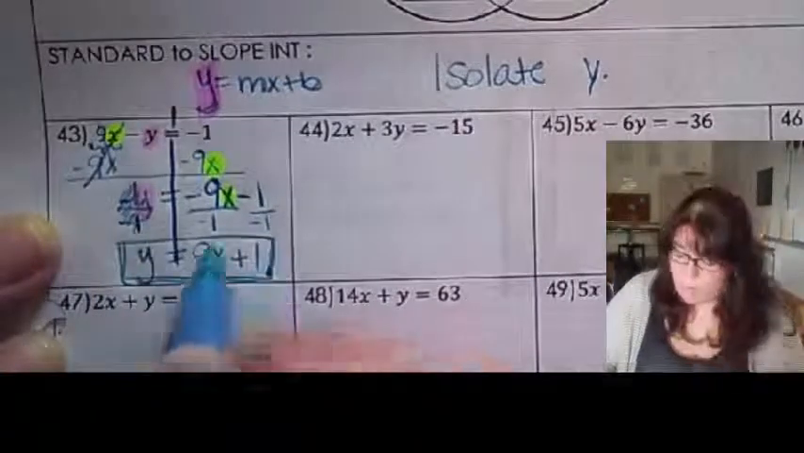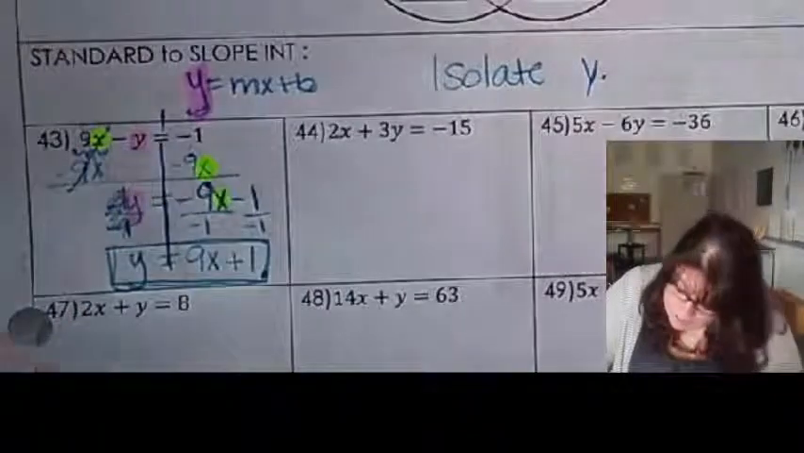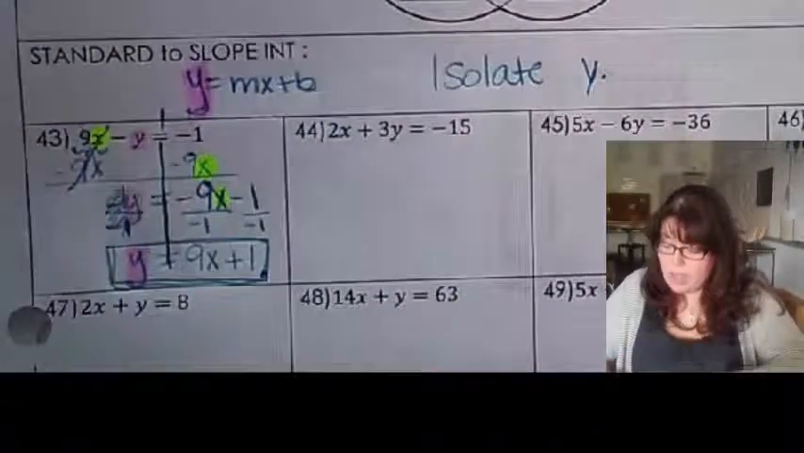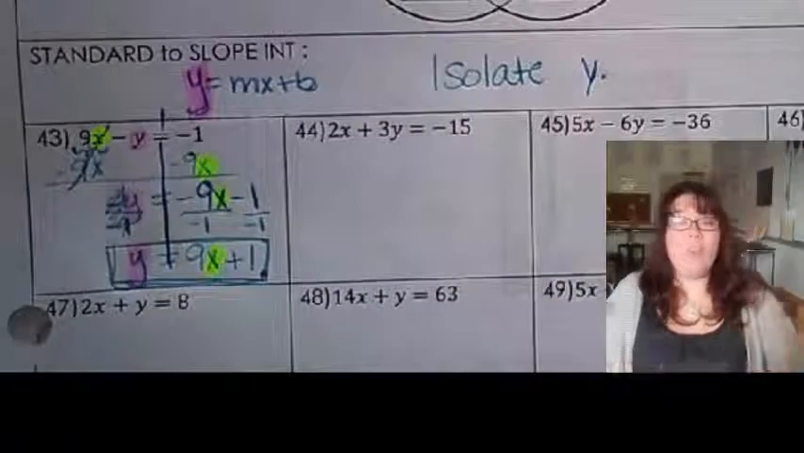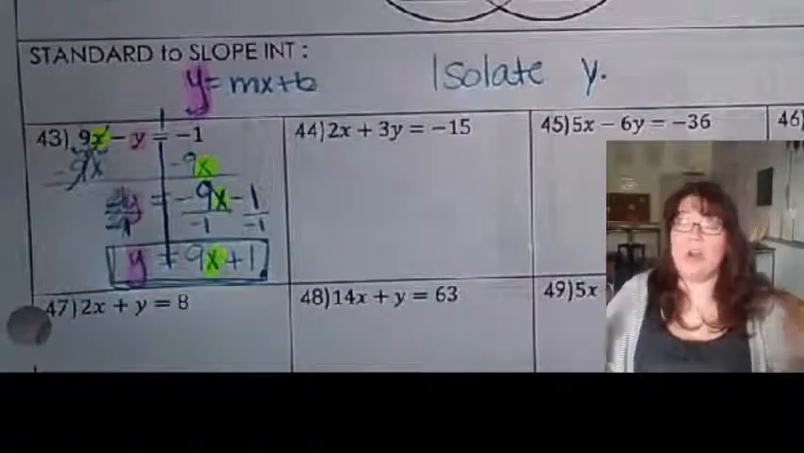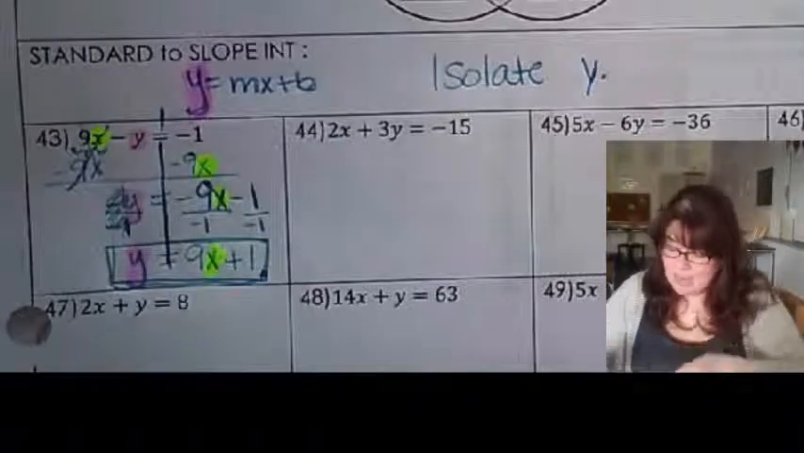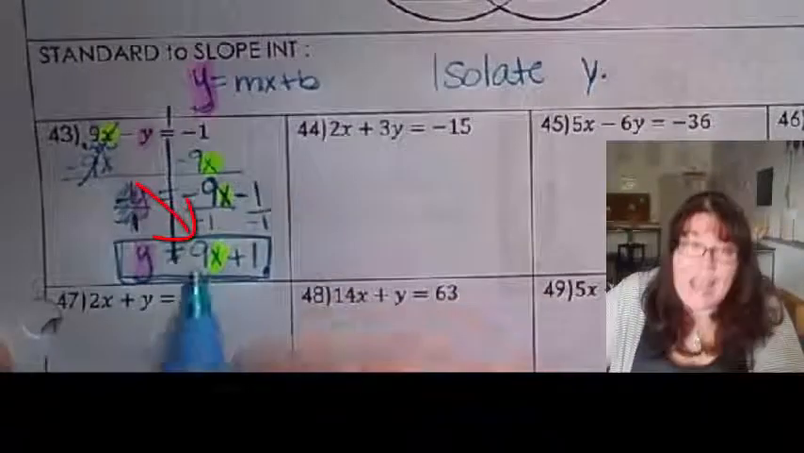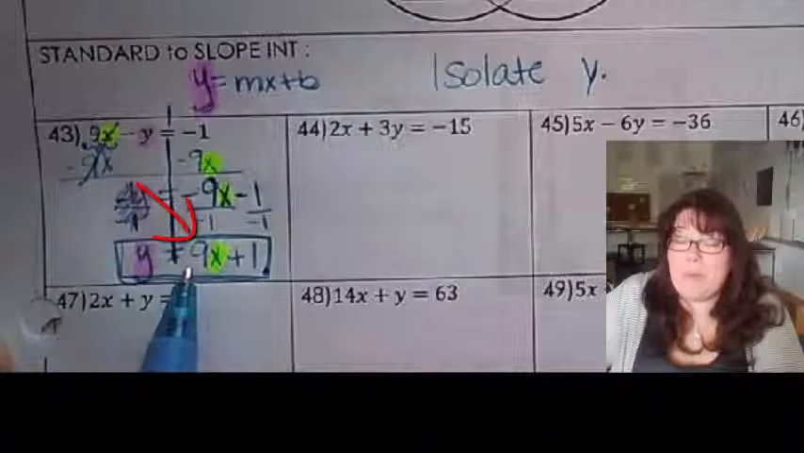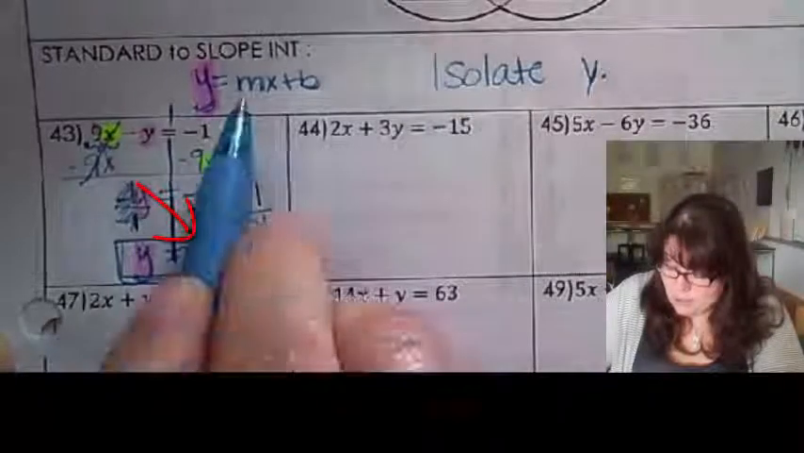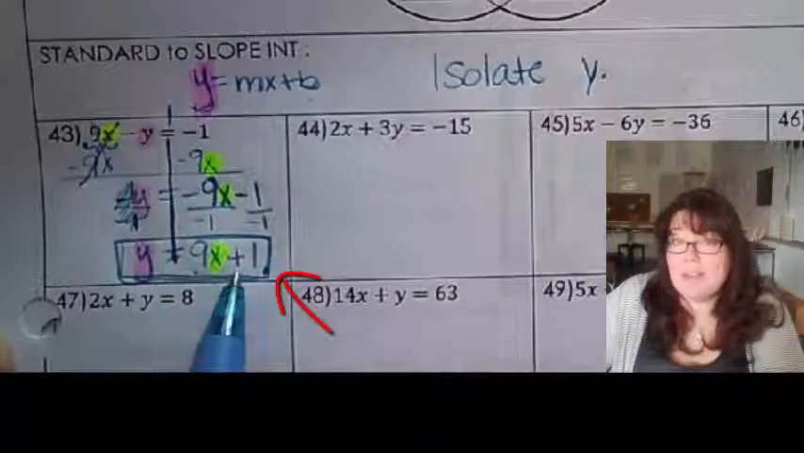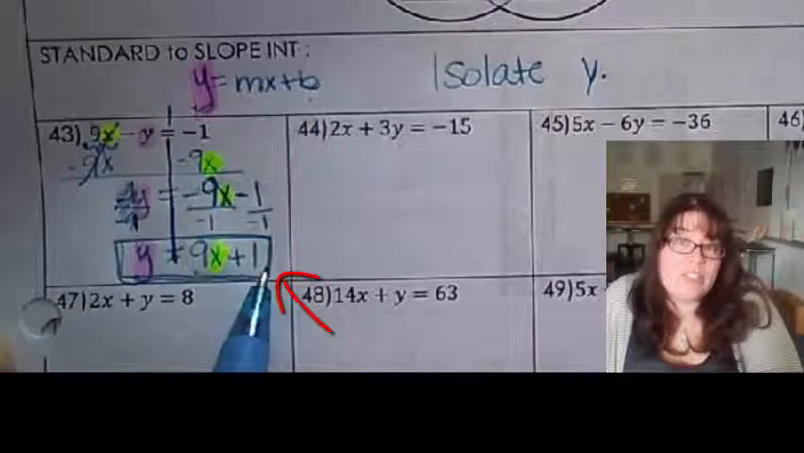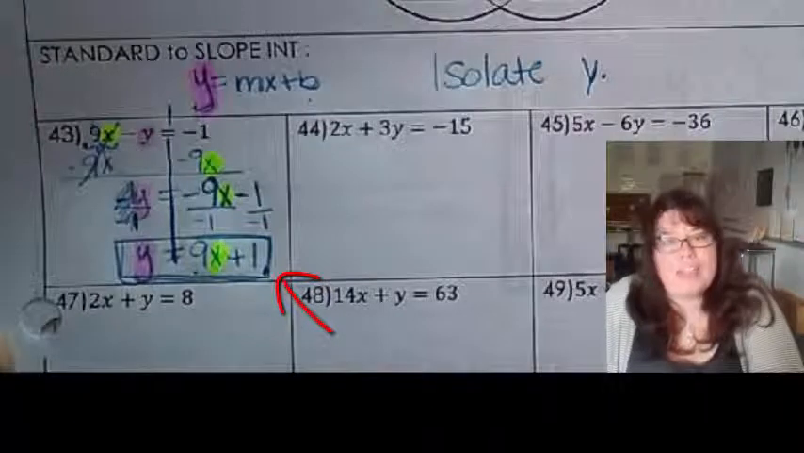You're left with y equals 9x plus 1. Y is all alone, so I know I'm done. That means that this 9 is m. That's my slope value. Remember that? M, that's 9. My plus b in this equation is plus 1. So if I wanted to, I could graph it using that equation.